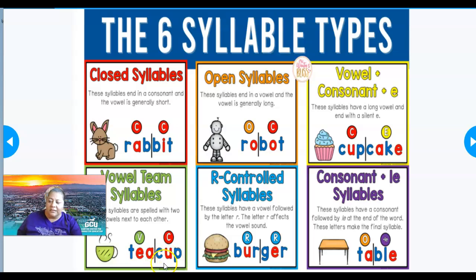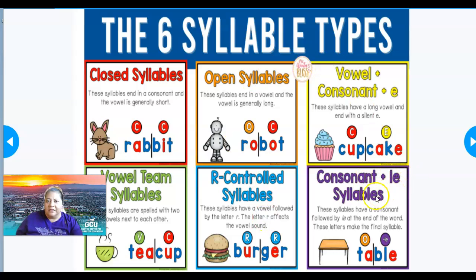So cup, teacup. Control R. Control R is anytime that you have those vowels with an R, it's going to make that R sound. So we have burr, gur, and the sound there.